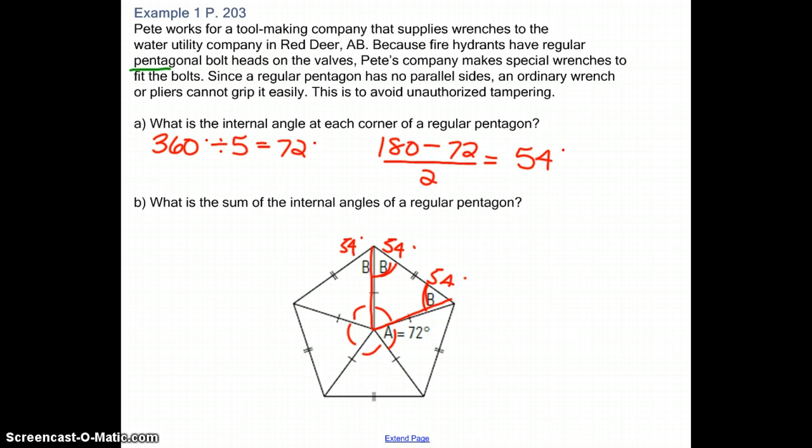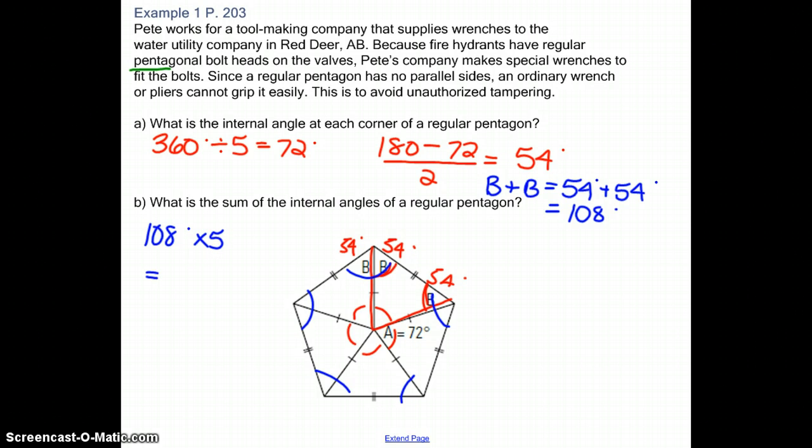So what is the internal angle? So we want to know what this whole angle is. So we can find that by adding up those two values. So the whole B plus B is 54 plus 54, which is 108 degrees. Now we also want to find the sum of all of these internal angles. So we want to add each of these internal angles up. Since it's a regular pentagon, we know that they're all the same. So we want to go 108 degrees times 5, because there's 5 of those angles. So the sum of the interior angles is 540 degrees.